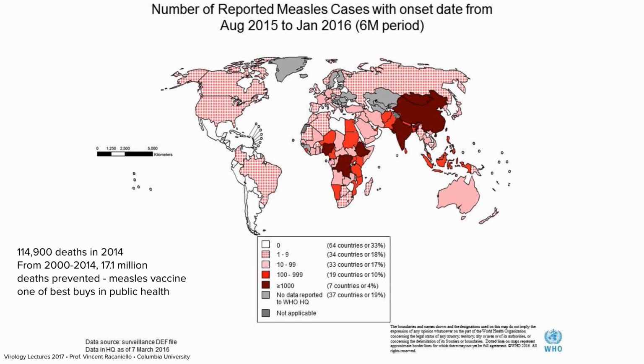But here are the highest numbers. Over 1,000 are the darkest colors. Parts of Africa and Asia still have over 1,000 cases a year because not enough kids are immunized. And many other countries, you can see, have lots of measles as well, either because of anti-vax activism or because the countries don't have good coverage because they can't afford it. There were 114,000 deaths globally in 2014 from measles. These are all preventable. This is inexcusable.